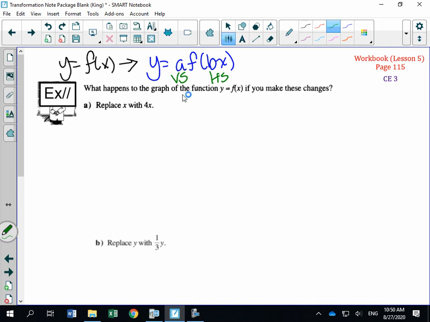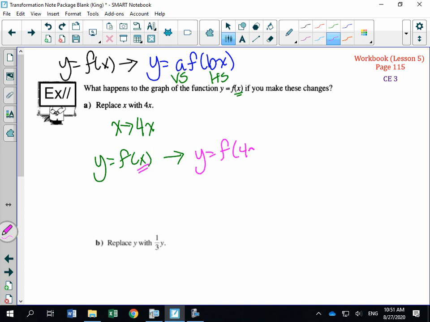What happens when the graph of the function y is equal to f of x, what happens to this when you make these changes? So it says replace x with 4x. So this is replacement notation. So they want you to take out that x. So the original function was y is equal to f of x. And they want you to replace the x with 4x.